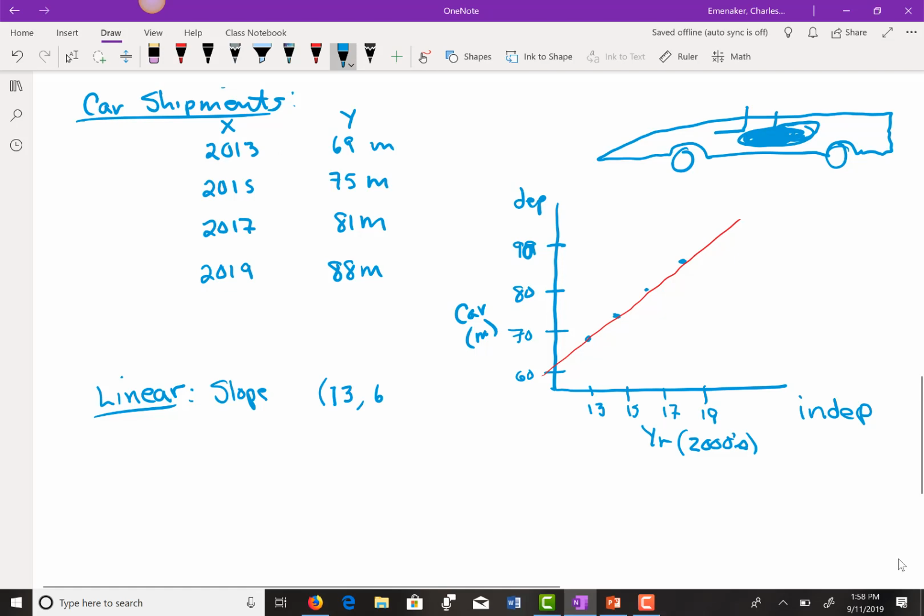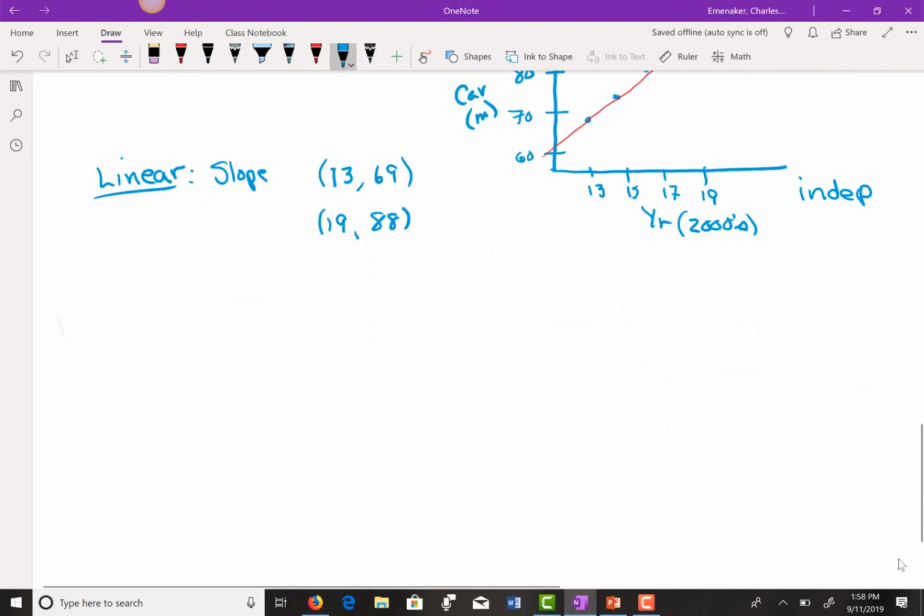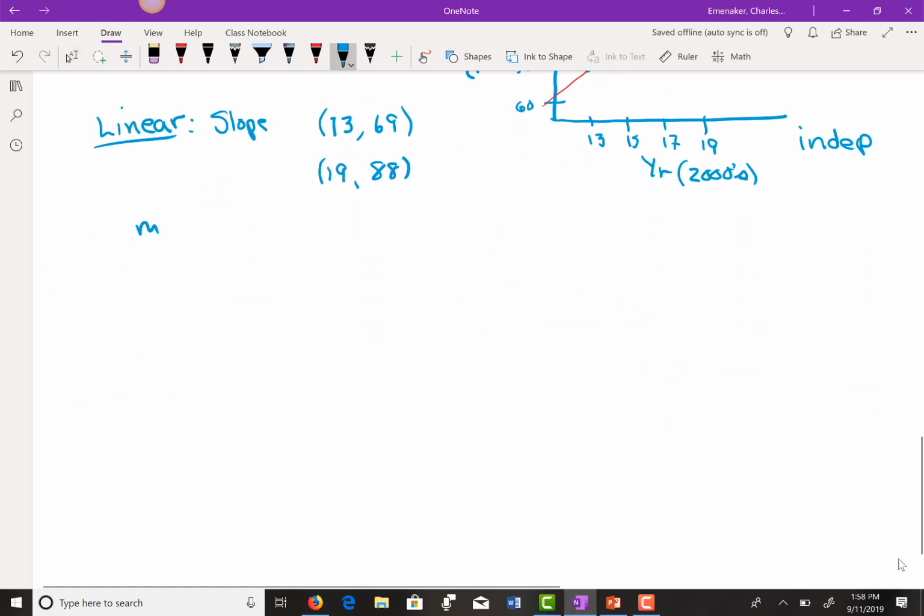So we could pick the point. I'm going to use 13 and 69, and let's say 19, and then the 88. Could you have used 2013 and 2019? You could. By using 13 and 19, it just makes the slope and the numbers smaller to work with. Okay? So to compute the slope here, the slope is going to be one of the points minus the other. I think I'll do the 88 in 2019 minus the 69 in 2013. That looks like that's going to give us about 19 over 6. Is that about what you're coming up with? Probably okay there? There's our slope. Will it reduce any?